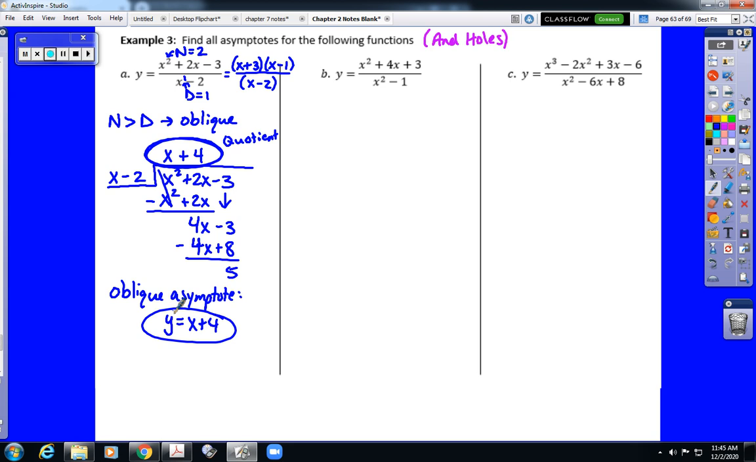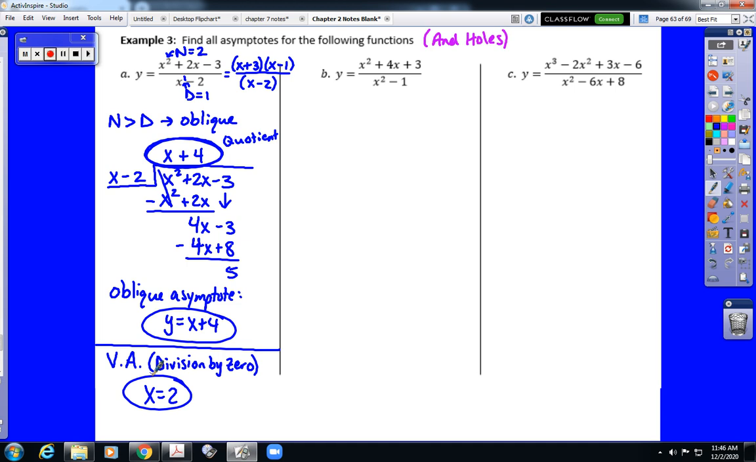Going back to vertical asymptotes, we're looking for division by 0. In the original problem that doesn't cancel, that would be when x minus 2 equals 0, so we would have a vertical asymptote of x equals 2. And that would be every single asymptote for that example.